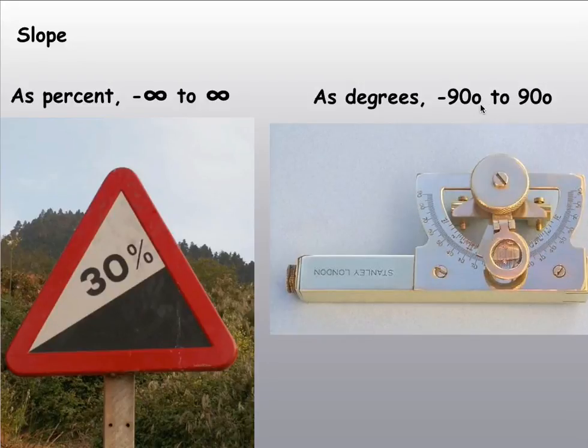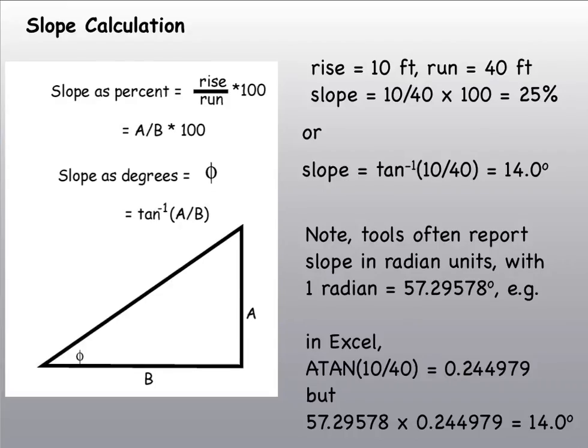Actually, I'm sorry, from minus 90 to 90, from up to down. So here's a clinometer, and you can see it's graduated along this from 90 to 0 and back to 90 again. And I have to know whether I'm pointing down or up to identify whether it's a plus or a minus 90.